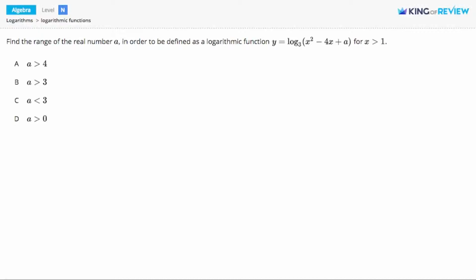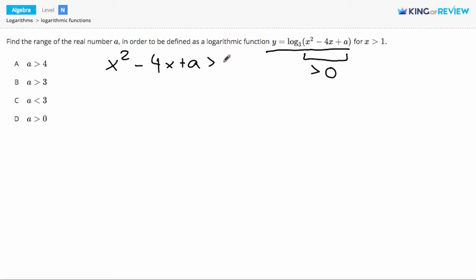Here we need to find the range of the real number a so that the function y equals log base 3 of x squared minus 4x plus a is defined. Now for a logarithmic function to be defined, we need the number inside of the log to be greater than 0, meaning it has to be a positive number. So what we're really looking for here is what values of a will make x squared minus 4x plus a greater than 0.